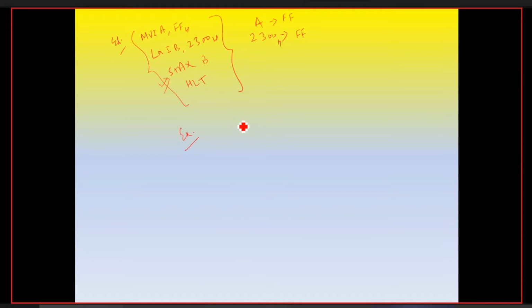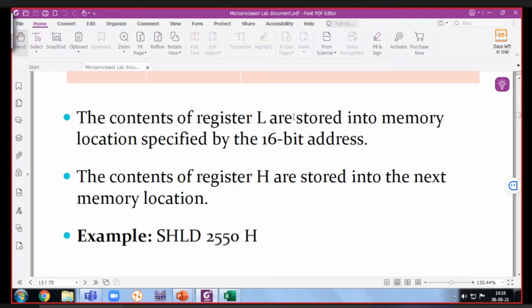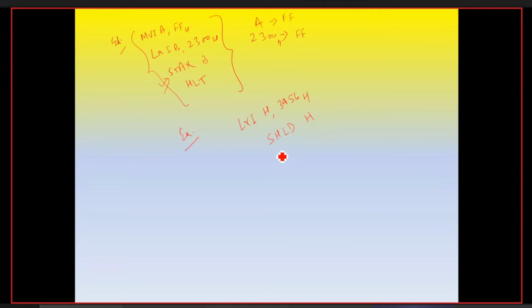Okay, suppose LXI H 3456. Okay, any address is there. This is random. After that, I am writing SHLD 3000H. Then halt. कोई बता सकता है ये? ट्राई करो, क्या होगा?